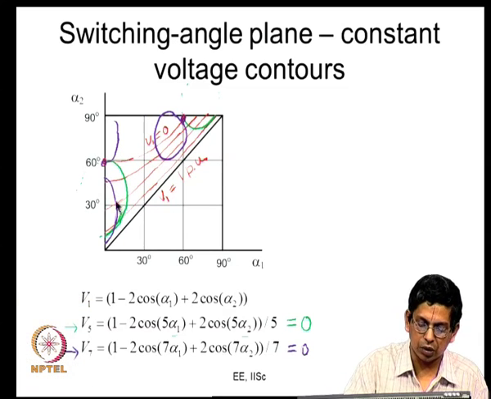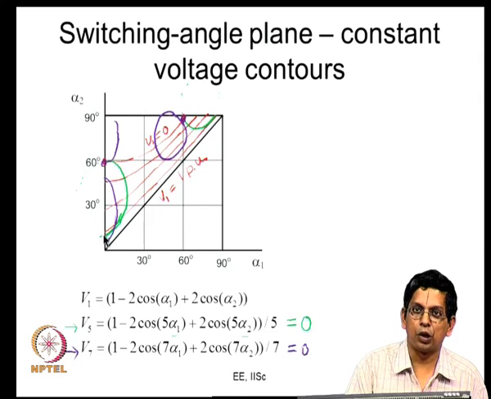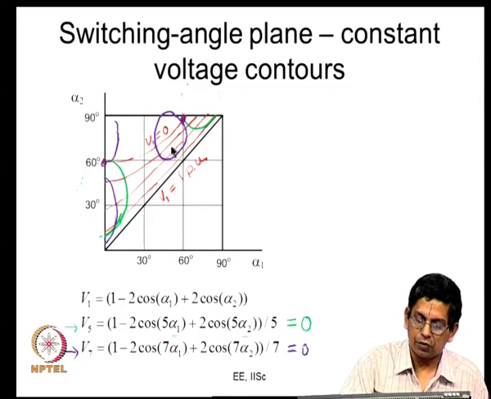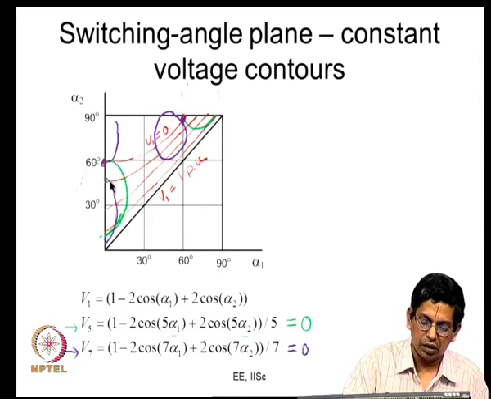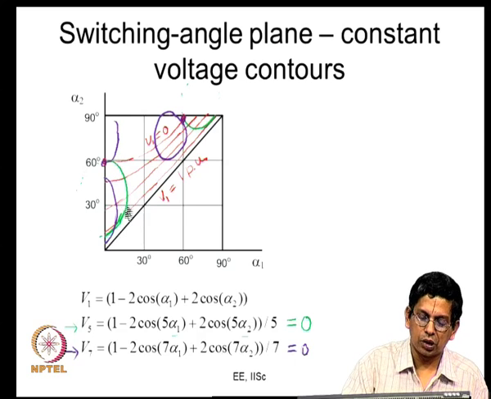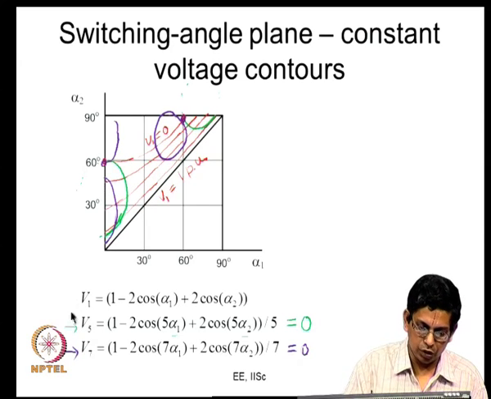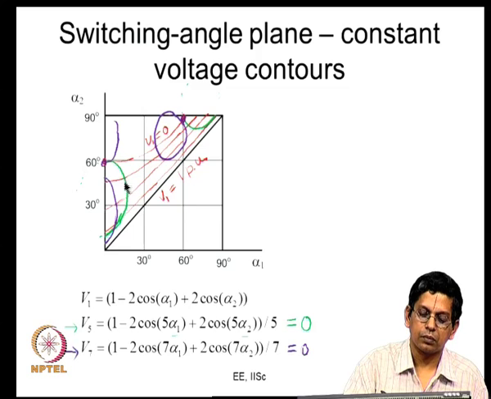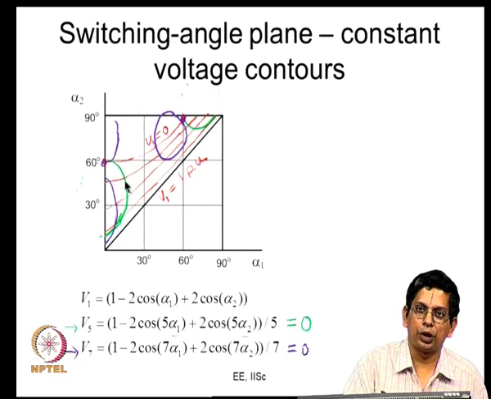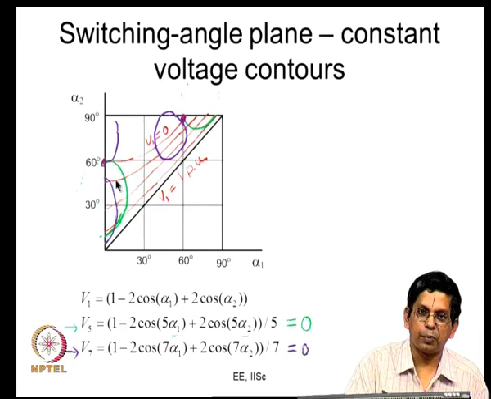These are also constant voltage contours, but while those were constant fundamental voltage contours, these are constant harmonic voltage contours. This green line is, for example, V5 equal to 0, and this line is V7 equal to 0. Now, if you choose this point, at this fundamental voltage you will get your fifth harmonic to be 0. If you choose this point, you are going to get the seventh harmonic to be 0. So, it is possible for you to eliminate.